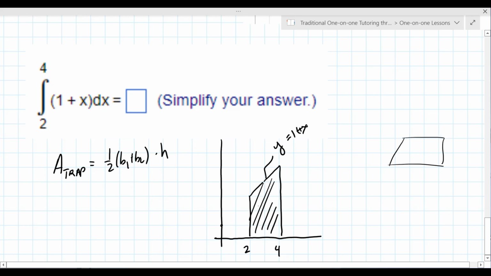So your bases end up actually being the heights. This height is 3 on the left, this height is 5 on the right. So it's 1/2 times 3 plus 5 times the height, which is now like the width, 4 minus 2, or 2. Maybe we'll do that in case you look at this later, 4 minus 2. And then that's 1/2 of 8. So that's 4 times 2 is 16.